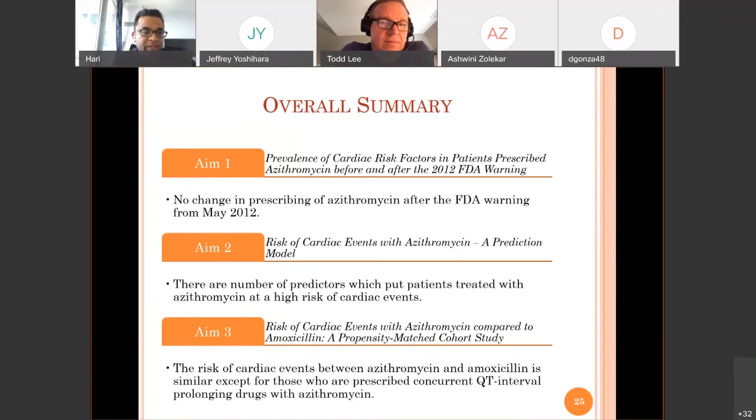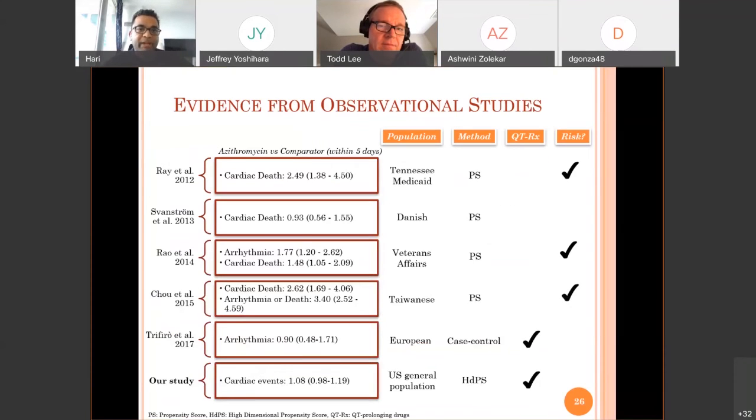I'm actually going to skip this slide. I talked about what we found from AIM-1 and AIM-2, and I've already gone through the detailed study of AIM-3. But I did want to bring this back together in terms of how it fits in the current body of evidence that evaluated cardiac events and cardiac deaths with azithromycin.